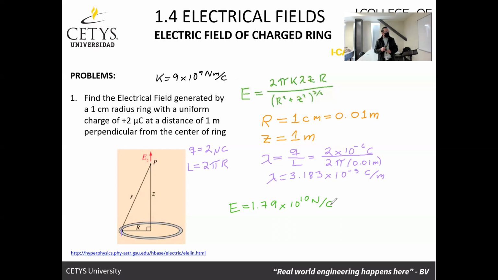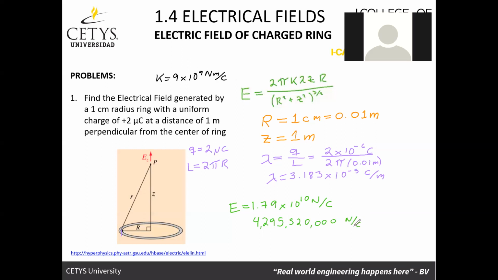We need to, I got a different number. Okay, let's see. Anya, what did you get? 4,295,520,000. Okay, 4,000. No, 295,520, and 2 zeros, and 3 zeros. I got the same as Giselle.